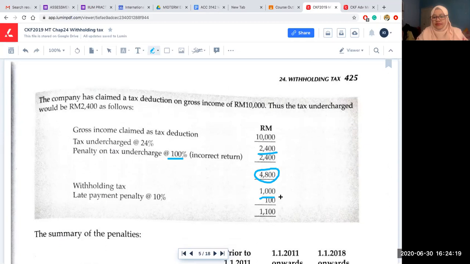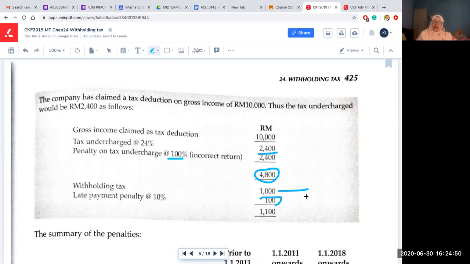Has the royalty payment been paid or not? Not yet. You have not remitted the 1,000 to the IRB. So the total is 4,800 plus 1,000 plus 100. So in total, how much do you have to pay? 5,900. The amount due to the government is 4,800 plus 1,100. So you have to pay to the IRB, right?